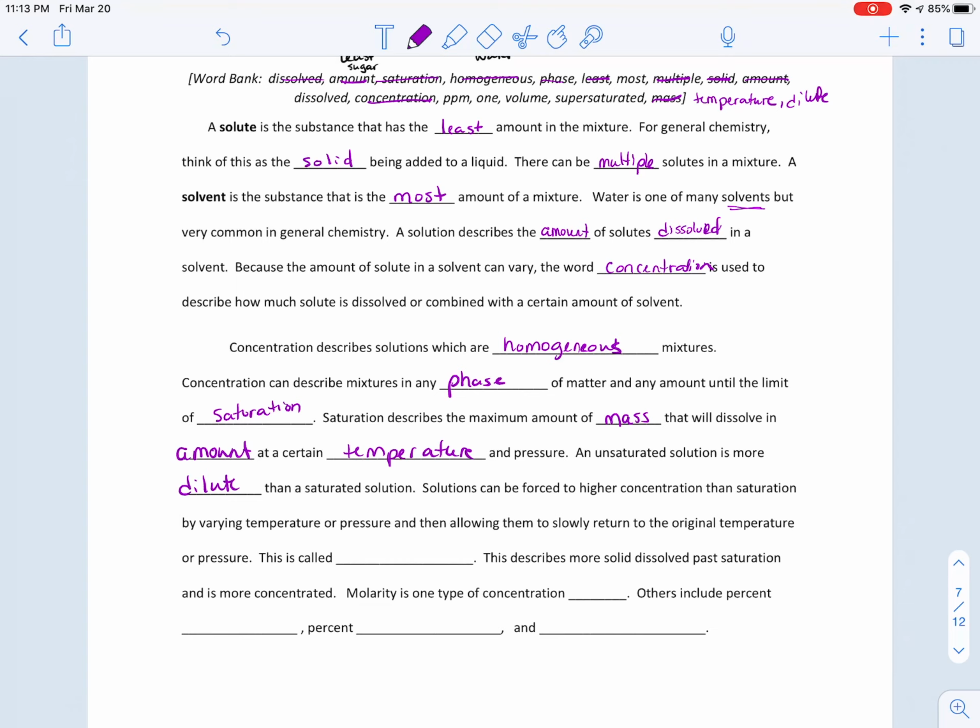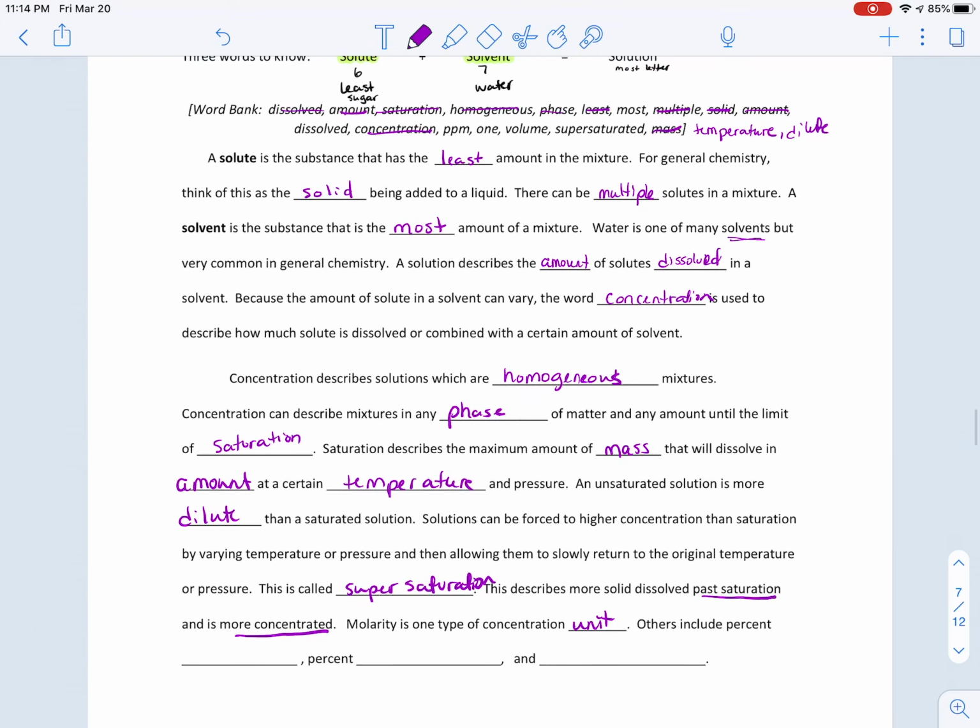Solutions can be forced into higher concentrations than saturation by varying temperature or pressure and then allowing them to slowly return to the original temperature and pressure. This is called supersaturation. And that describes solid dissolved past saturation, more concentrated.